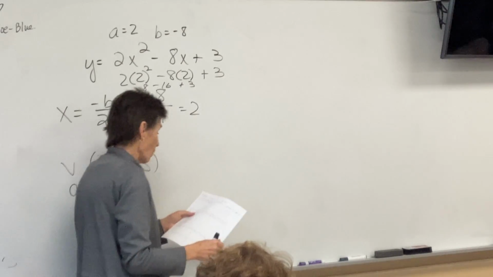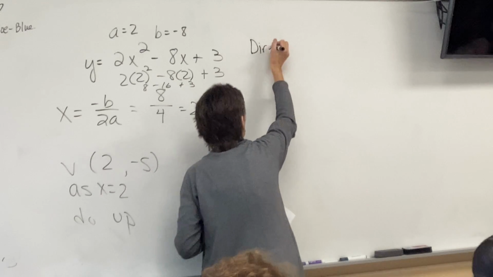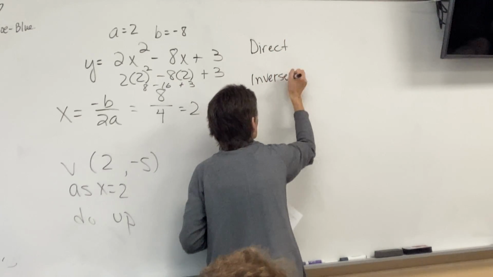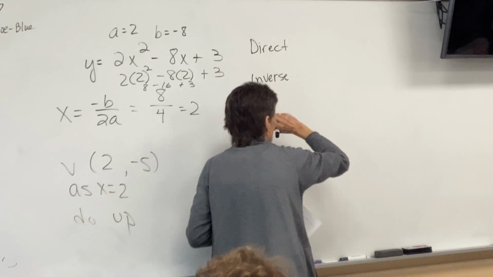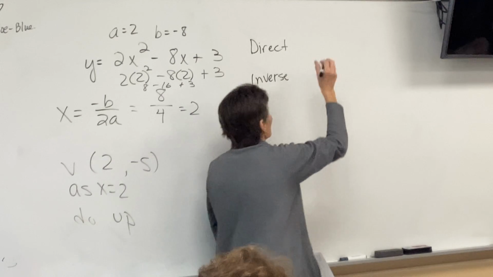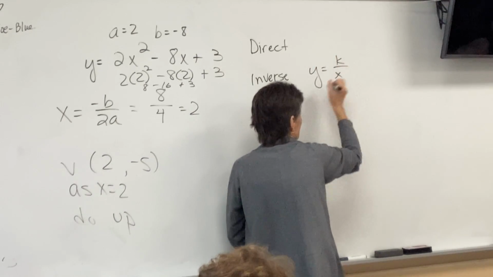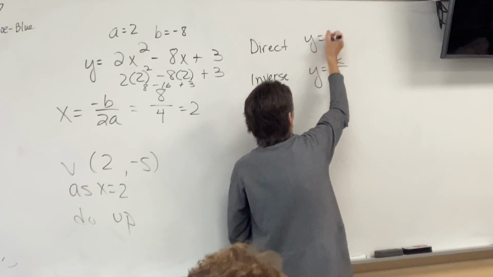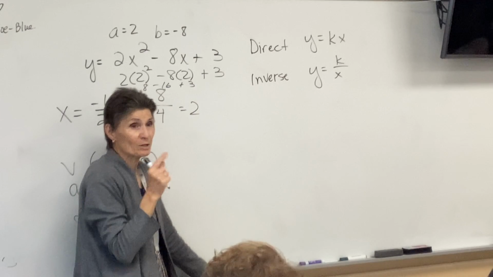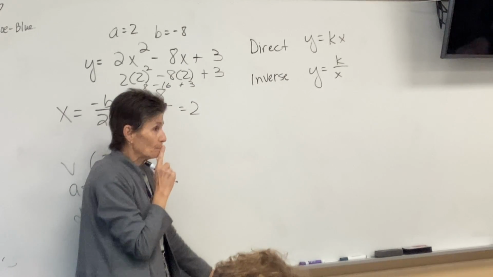Now, for the next one, we have to remember we have 2 kinds of variation. We have direct and we have inverse, or indirect. Anybody remember our basic formulas? For inverse, it's y equals k over x. For direct, it's y equals kx. And you don't know which one's going to be on your quiz, so you need to know both of them.